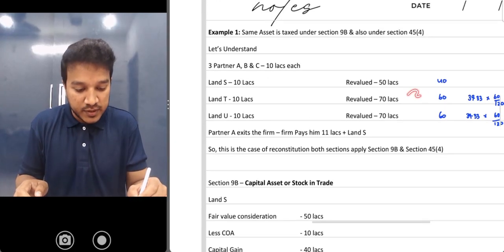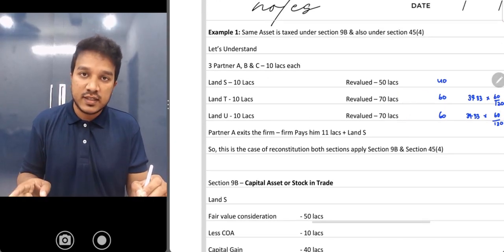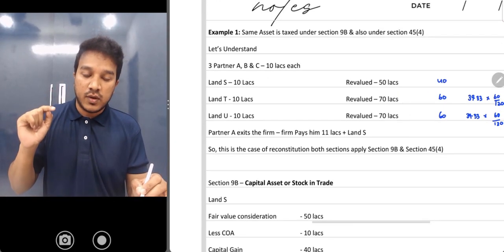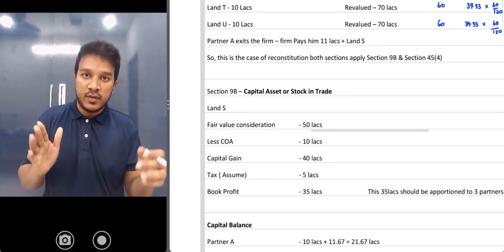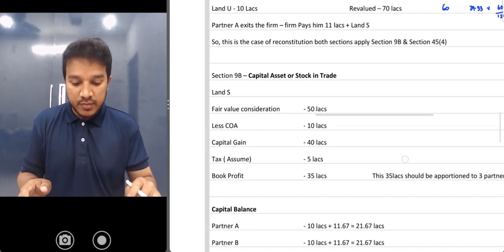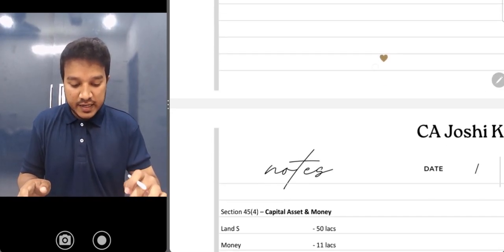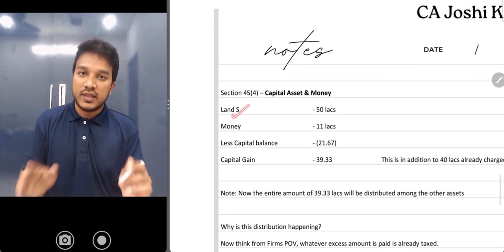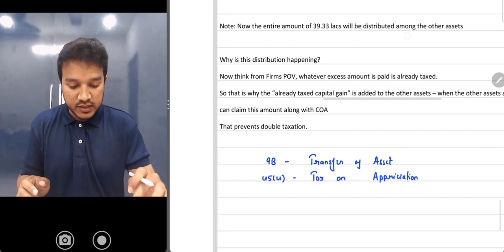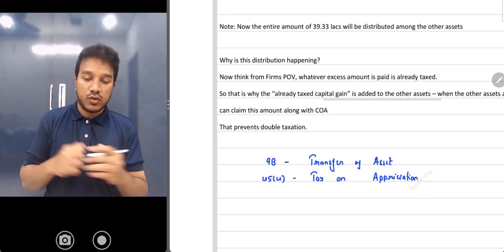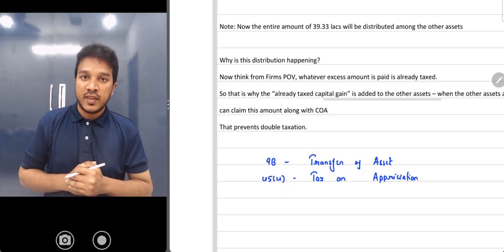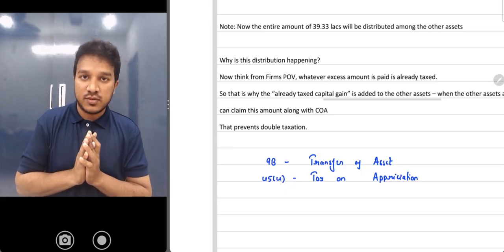Here there is an appreciation in the value of the assets, so that is the reason they are paying him more. Okay, under 9B you are paying tax because there is a transfer of asset. Okay, it looks like here also land S, here also land S. Okay, but that is not double taxation. Section 9B talks about transfer of asset and section 45 talks about tax on appreciation of the assets. Understood? So this is not a double taxation part.